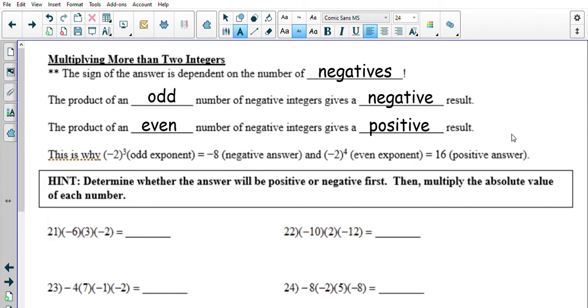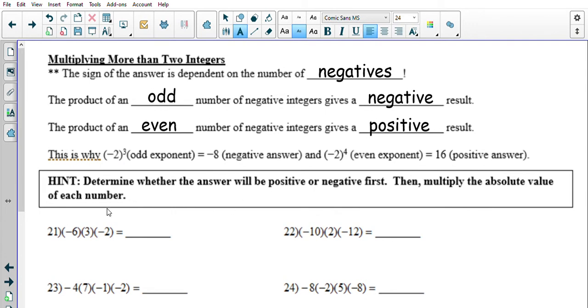So I want to talk a little bit about exponents as well, so we're going to mix these into some of our questions. It says this is why -2 in parentheses to the third power with an odd exponent is -8. It's a negative answer. You have an odd number of negatives. If you have something like -2 in parentheses to the fourth power with an even exponent, your answer is going to be 16, which is a positive answer. So this works if your base of your power is negative and the exponent is odd, your answer is going to be negative. If your exponent is even, your answer is going to be positive.